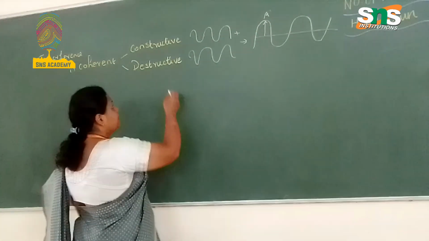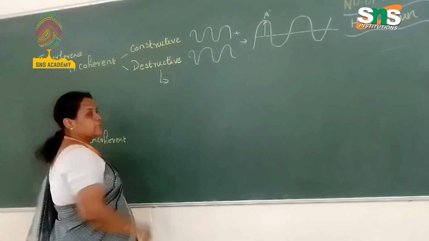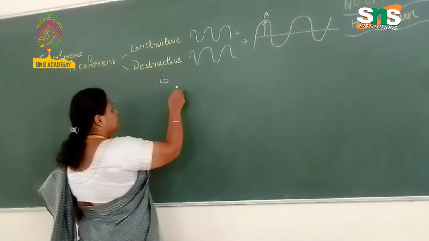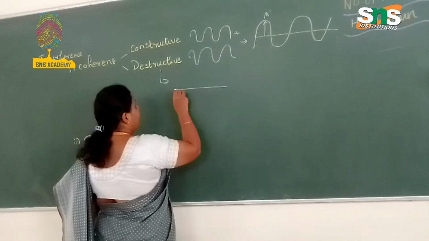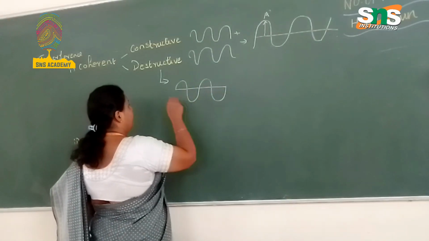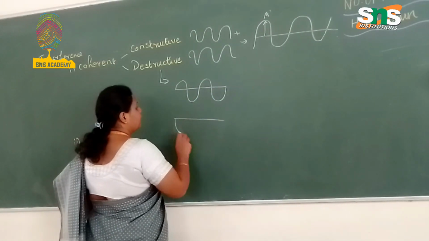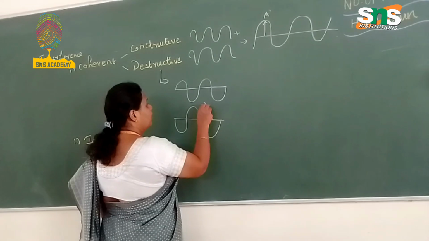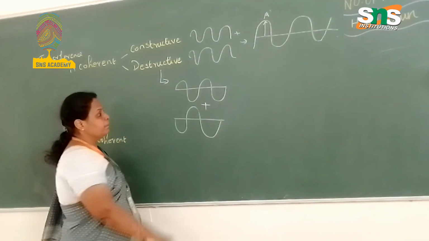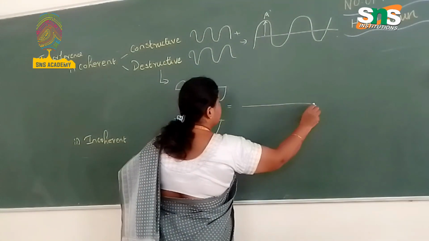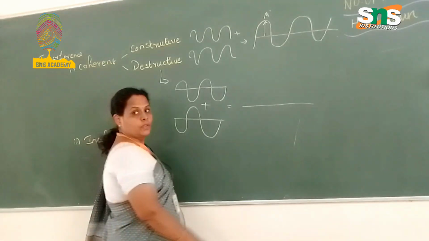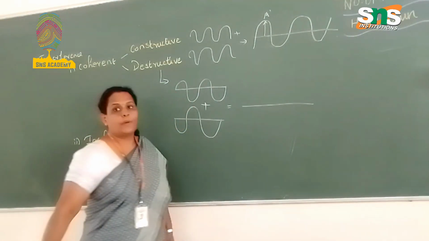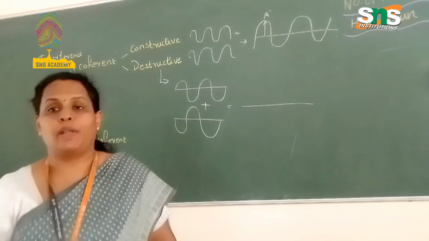Okay. So what about destructive interference? Destructive interference is where a crest of one wave meets a trough of the other wave. If you add these two waves, you will get a resultant wave like this. Clear?